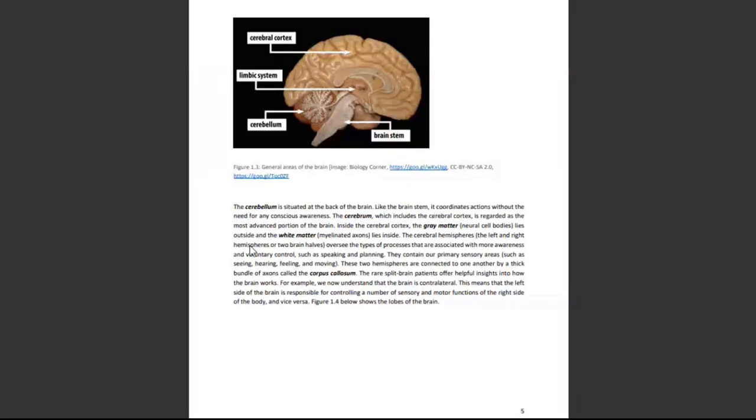They continue explaining the cerebrum. They say it's regarded as the most advanced portion of the brain. They tell you that there's gray matter as well as white matter. White matter is myelinated axons, as well as gray matter. You see, they explain it in detail compared to this one. Meaning, make sure that when you study, you know the functions of these structures. The corpus callosum connects the two hemispheres. The brain has two hemispheres.